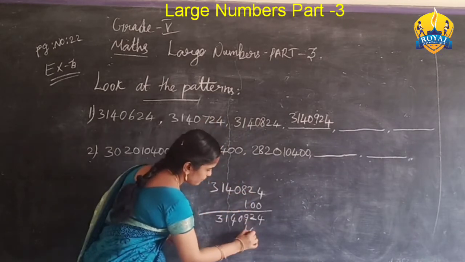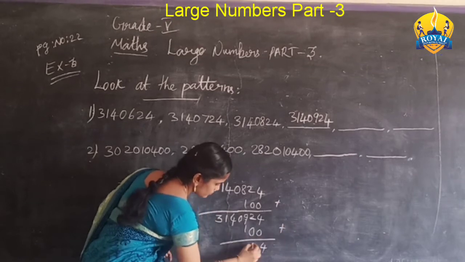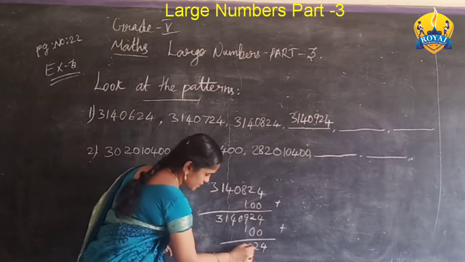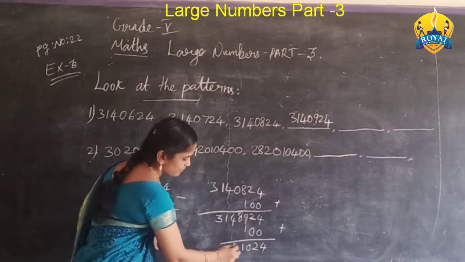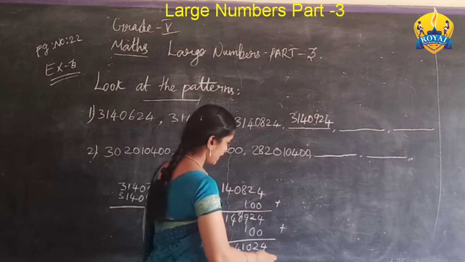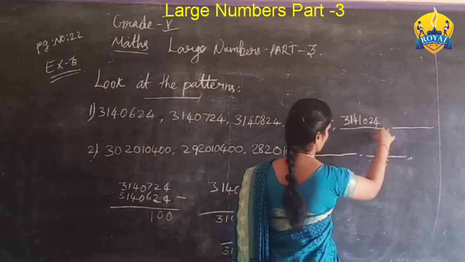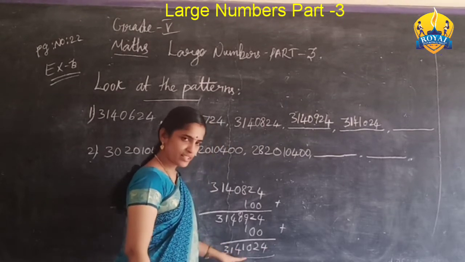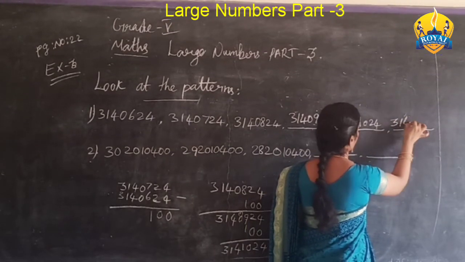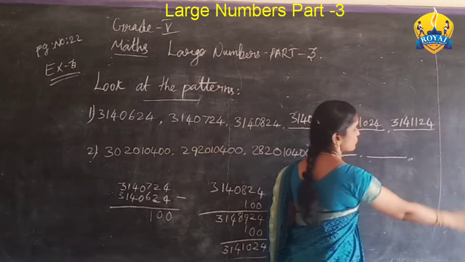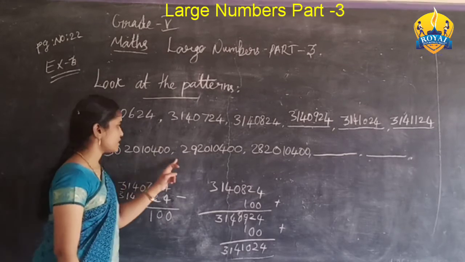So next we add 100. 4 plus 0 is 4. 2 plus 0 is 2, and 9 plus 1 is 10. So 0 is written here and 1 is carried over to the next place. So 1 plus 0 is 1, and the next ones are 4, 1 and 3. So we get 31,41,024. Okay, 31,41,024. So the next one is 31,41,124, because we add the number 100.